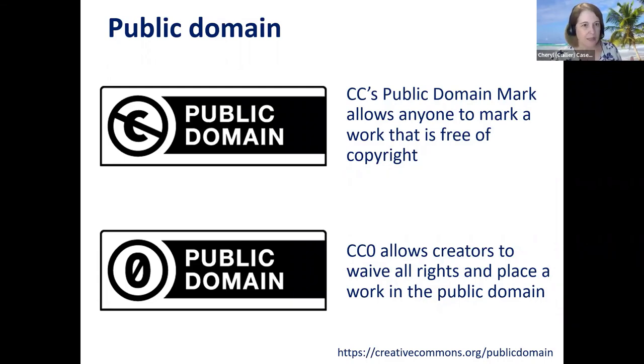So Creative Commons offers two tools for marking works that are in the public domain. The first one is the copyright symbol with a slash through it, the public domain mark. It allows you to mark other people's works that are in the public domain. The second one, the zero with the slash through it, is the CC0 tool. And that allows creators to waive all their rights and put their own work in the public domain. In 2020, the Smithsonian Institution announced that it had released 2.8 million images and data into the public domain using CC0. We're also seeing this increasingly required for data sets in federal grants.